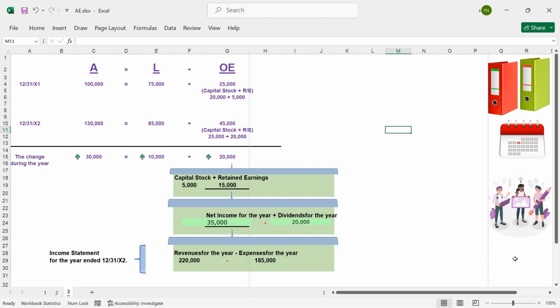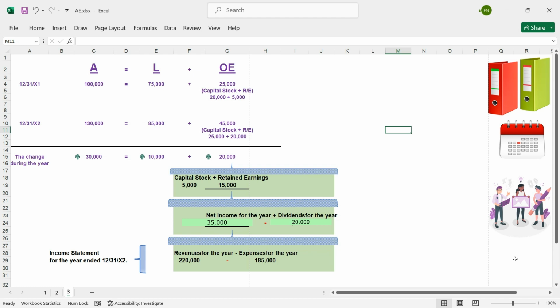Now let's do the same thing but move it a year along and say that at 12/31/X2, the total assets are now $130,000, liabilities amount to $85,000, and owner's equity has increased to $45,000. Now, again, as I mentioned before, one of the things that most investors and creditors want to do when evaluating financial statements and using them to make investment or credit decisions is they'll want to do the comparisons and see whether these assets have increased or decreased.